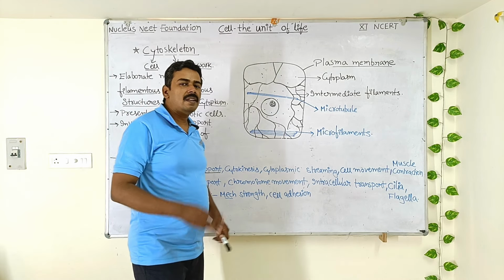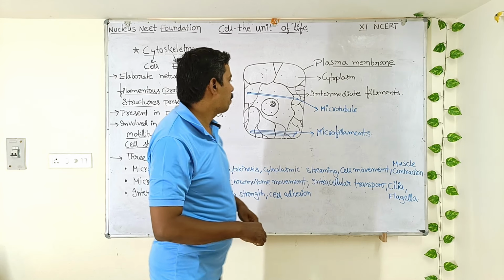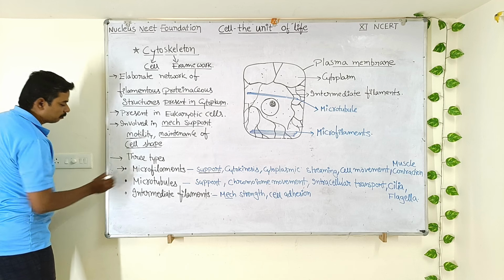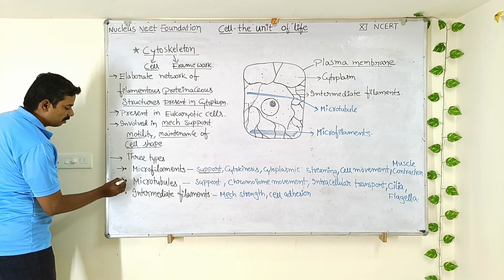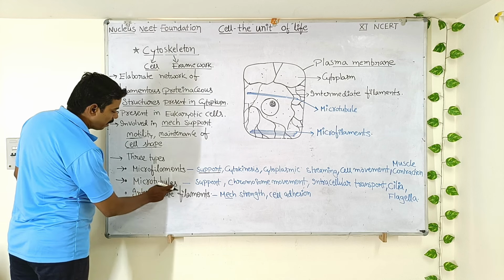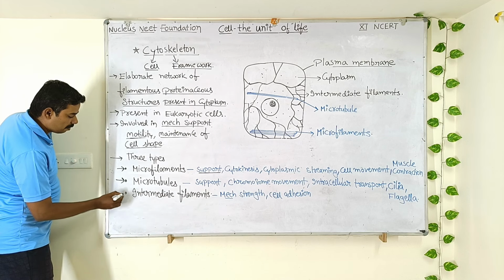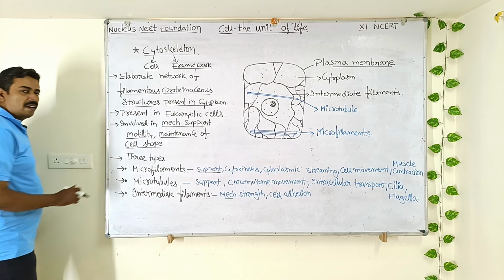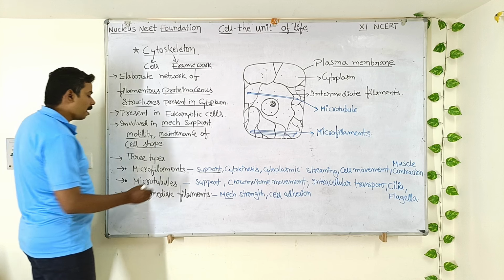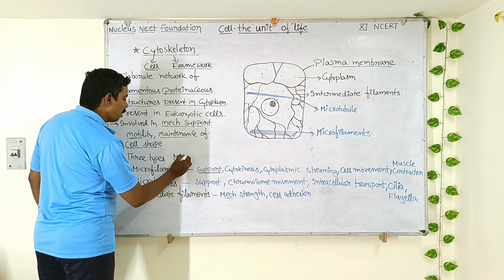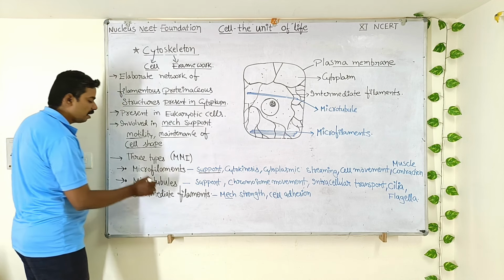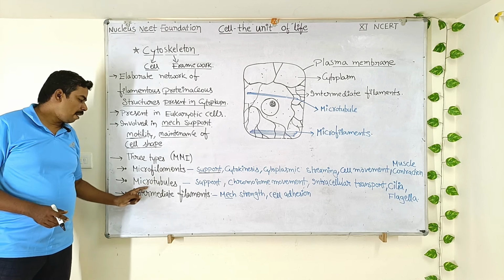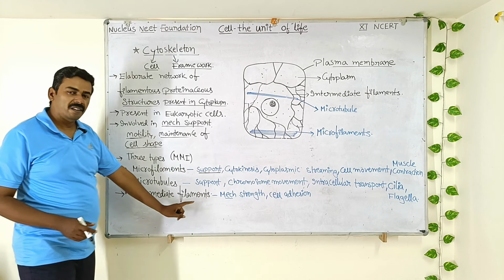Next, what are the different types of cytoskeleton filaments? Inside the cell, we can see majorly three types of cytoskeleton filaments. The first one is microfilament. Second filament is microtubules. Third type is intermediate filaments. You can remember this by the mnemonic MMI. MMI is the mnemonic to remember these three cytoskeleton filaments. M for microfilaments, another M for microtubules, I for intermediate filaments.